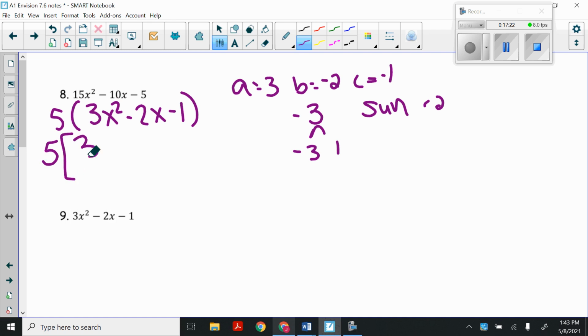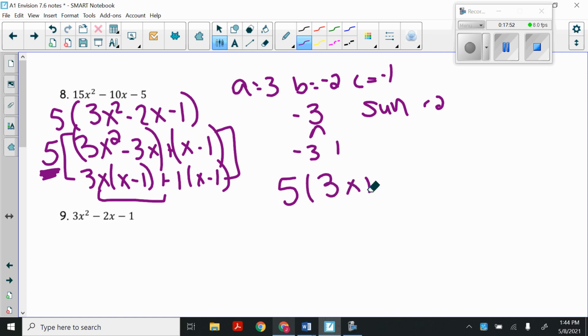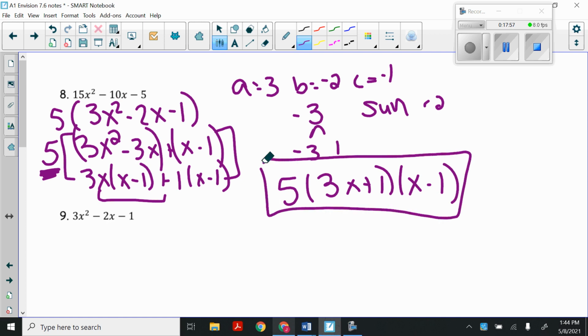So then I'm going to rewrite this as 3x squared minus 3x plus x minus 1. I'm going to group these two together. I'm going to pull out a 3x here, and I get x minus 1. Over here, all I can pull out is a 1, and I'm just left with x minus 1. So when I factor it, I cannot forget about the 5 that I pulled out at the very, very beginning. So I have a 5, and then combine the GCFs of the two groups, 3x plus 1, and then x minus 1. So this whole thing is my answer: 5 times 3x plus 1 times x minus 1.